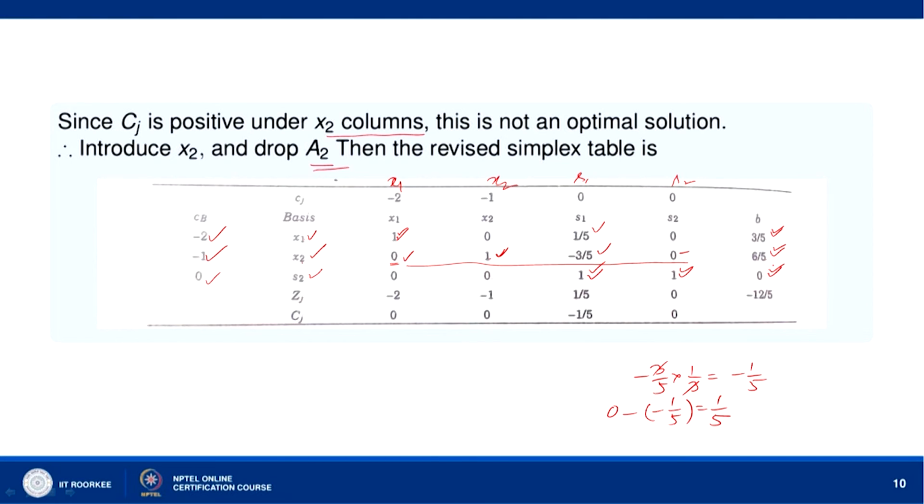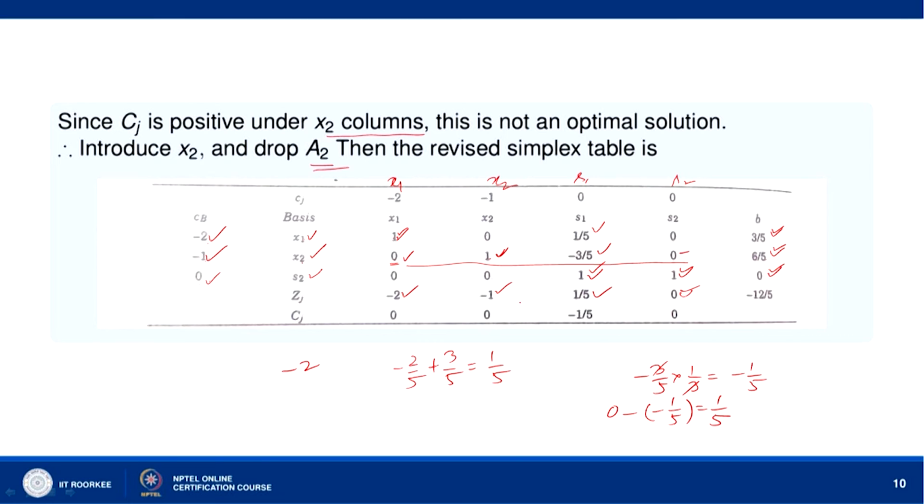Now, let us find Zj. Zj equal to minus 2 into 1 minus 2, minus 1 into 0 is 0, 0 into 0 is 0. So, total is minus 2. Then minus 2 into 0 is 0, minus 1 into 1 is minus 1, 0 into 0 is 0. So, we get minus 1 here. Minus 2 into 1 by 5, so we get minus 2 by 5. Minus 1 into minus 3 by 5 is 3 by 5, and 0 into 1. So, we get 3 by 5 minus 2 by 5 is 1 by 5. So, we get 1 by 5 here. Then minus 2 into 0 is 0, minus 1 into 0 is 0, 0 into 1 is 0. So, we get 0 here.